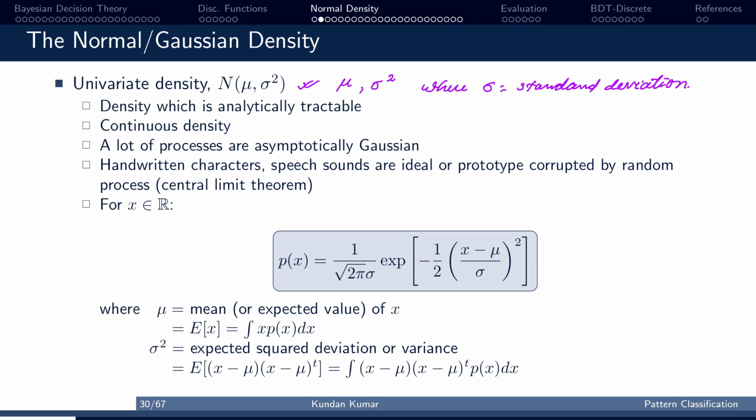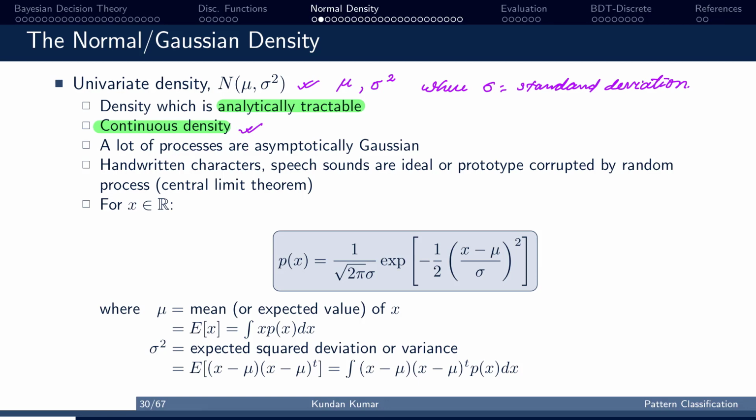So there are many advantages of this univariate Gaussian density function. It is analytically tractable, and also it is a continuous density function. So in real processes, we are dealing with continuous variables, and there we can use this kind of distribution function because this is a continuous distribution function.